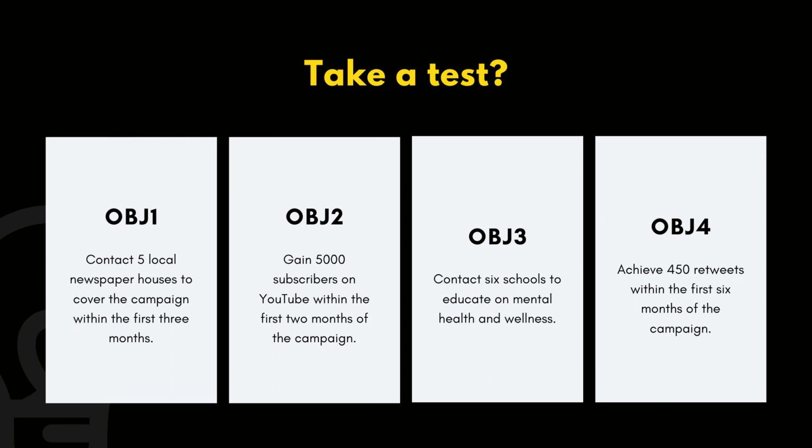So finally now, just to test your knowledge, here are 4 objectives that I have written down. Imagine that objective 1 is contact 5 local newspaper houses to cover the campaign within the first 3 months of starting the campaign. Objective 2 is gain 5,000 subscribers on YouTube within the first 2 months of the campaign. Objective 3 is to contact 6 schools to educate on mental health and wellness. Objective 4 is achieve 450 retweets within the first 6 months of the campaign. Which one do you think has been smartly designed and why?